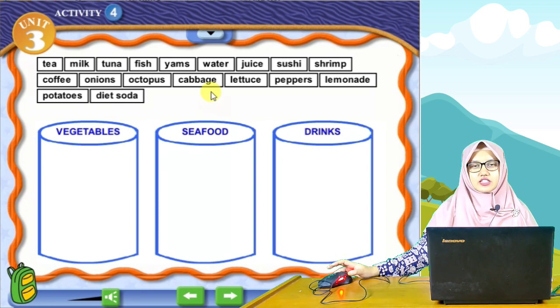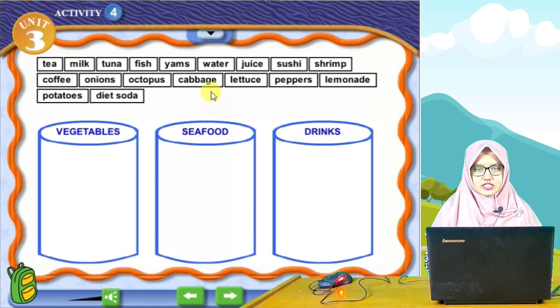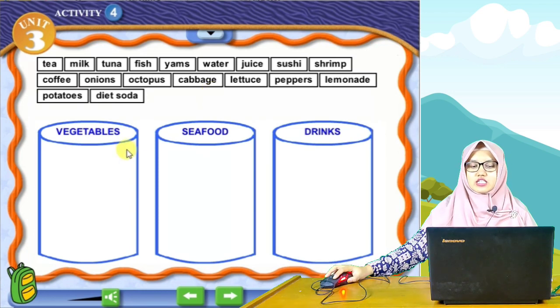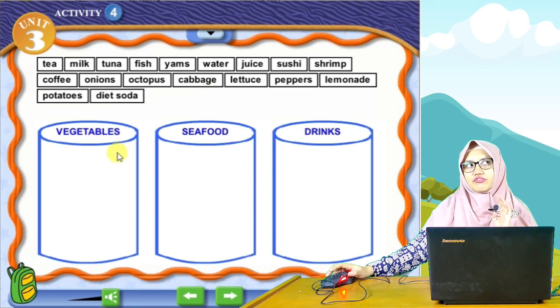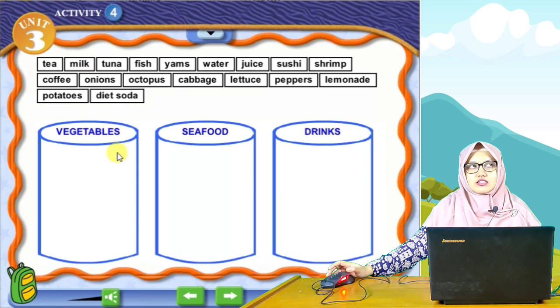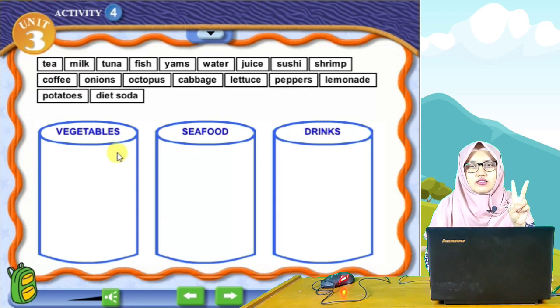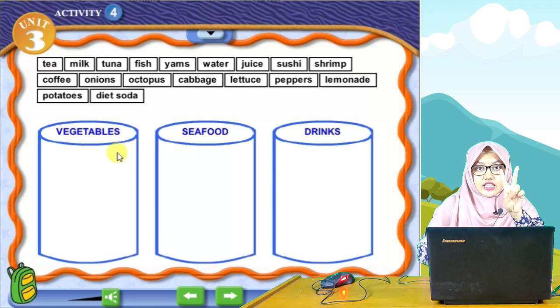Okay, for the next activity, we have to group these words into three groups. The first one is vegetable, bukan vegetable ya, tapi vegetable. Bahasa Inggris itu doesn't have the V sound like that, but it has V. Yuk, tirukan sama-sama. Okay.